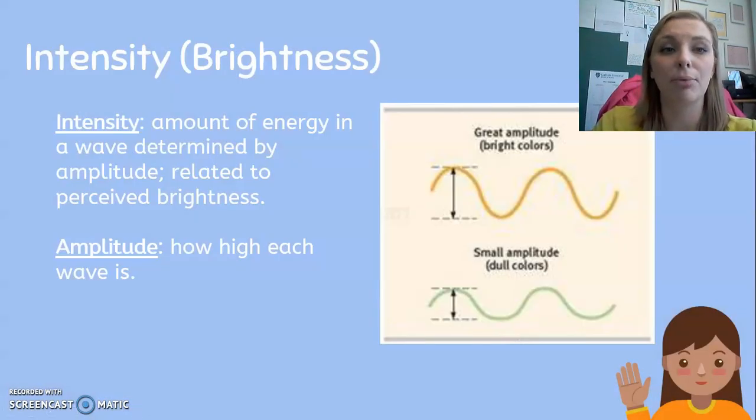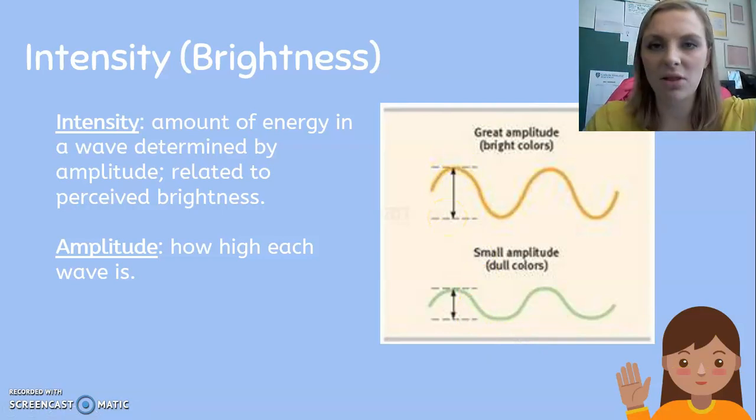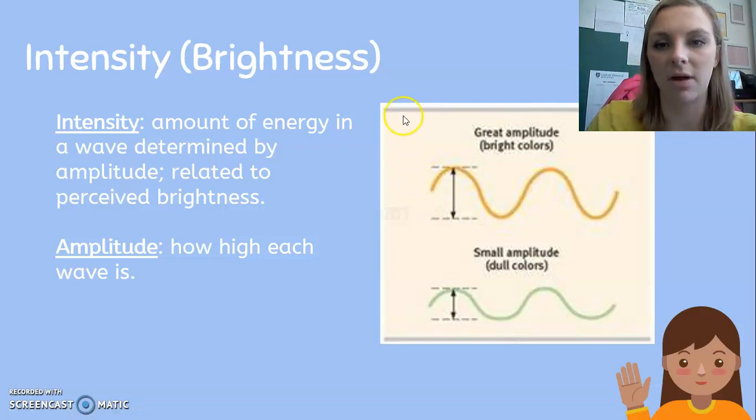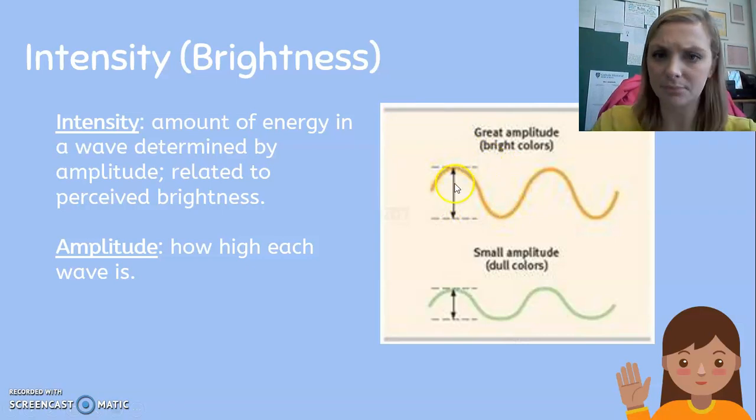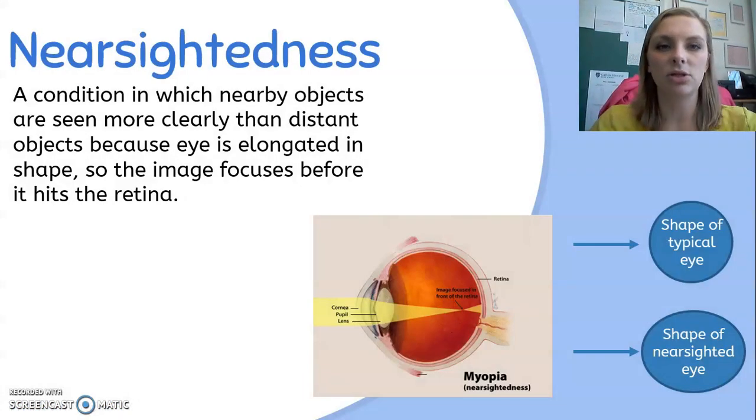The intensity or the brightness of the light is determined by the amplitude of the wave, so how tall those waves are. Is it a 6-foot wave in the wave pool or an inch wave? If it's a 6-foot wave, we have more energy, there's more water, and so that would be brighter. If we have low amplitude or a short wave, that's going to be a dull color because there's not as much energy in it.